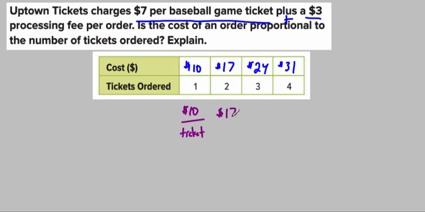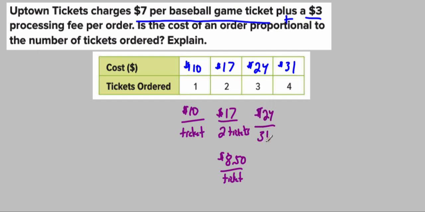Here it's $17 for 2 tickets. So again, divide everything by your denominator. In this case, I'd get $8.50 per ticket. So we already got different unit rates, so we know it's not going to be proportional. But we want to know, is this the only one that doesn't work, or does any of the other data not match up?